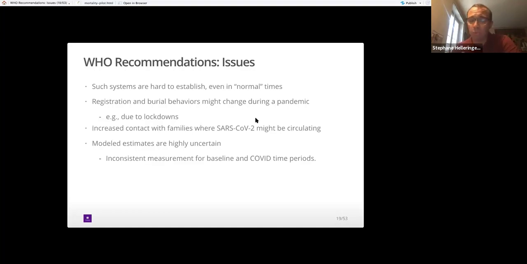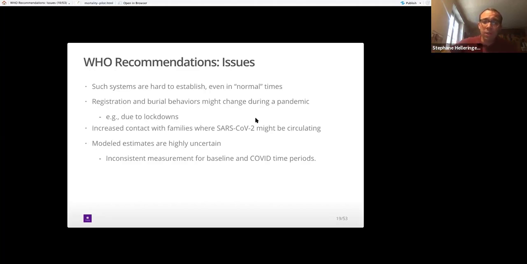For example, due to lockdowns that prevent mobility, due to cemeteries, for example, having less and less space, and so on and so forth. And also establishing these systems might put interviewers and interviewees or data collectors at risk of acquiring or transmitting the coronavirus because they require contact with families where the virus might be circulating and have experienced recent deaths.